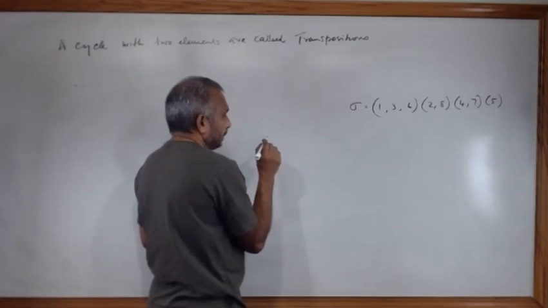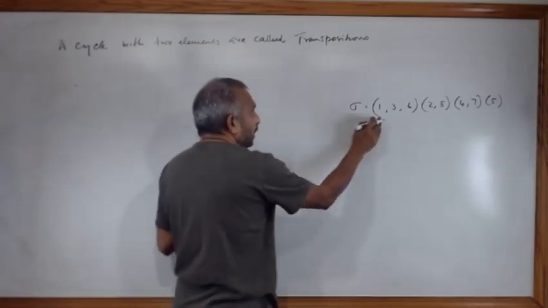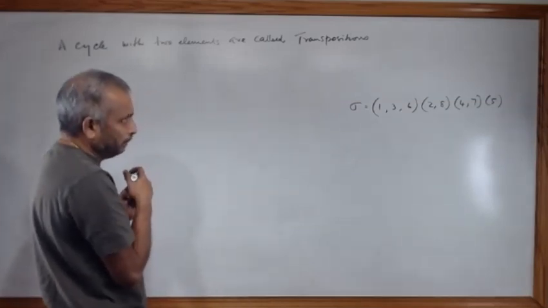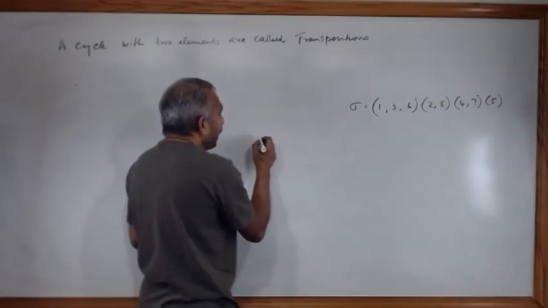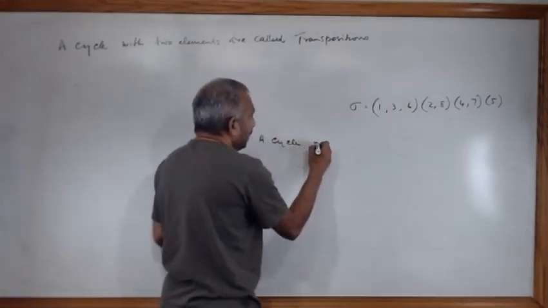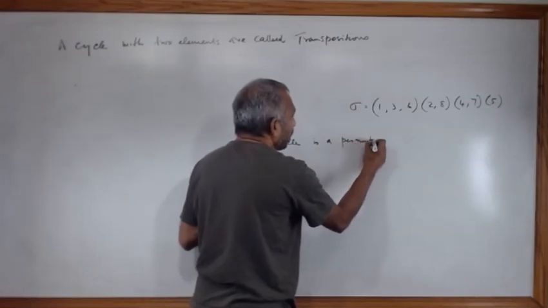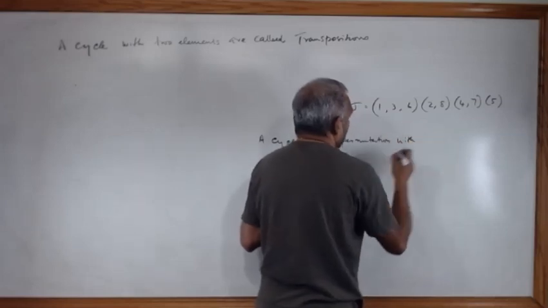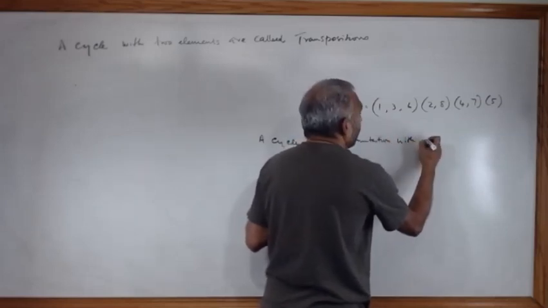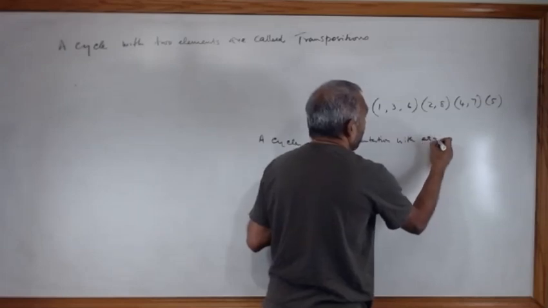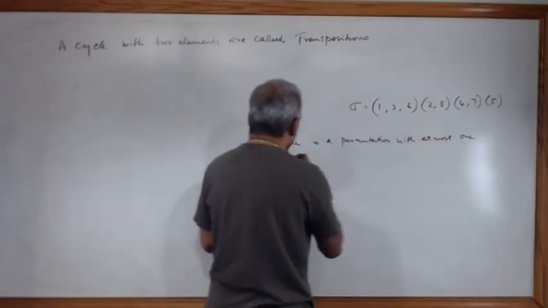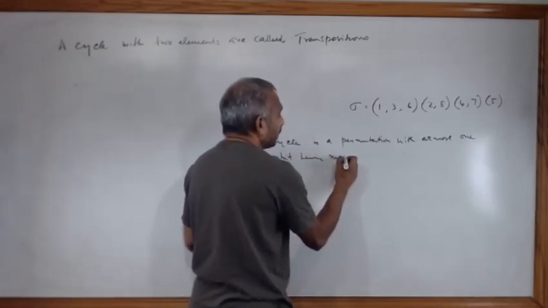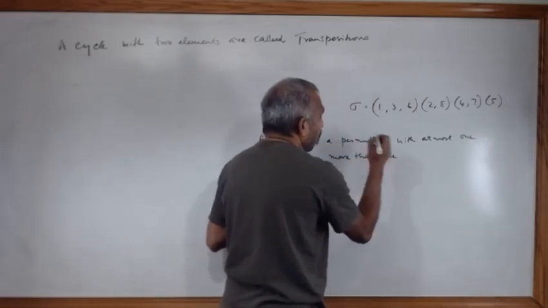By the way, I forgot to tell you about that in the previous class, when we defined cycle. A cycle is a permutation with at most one orbit having more than one element.